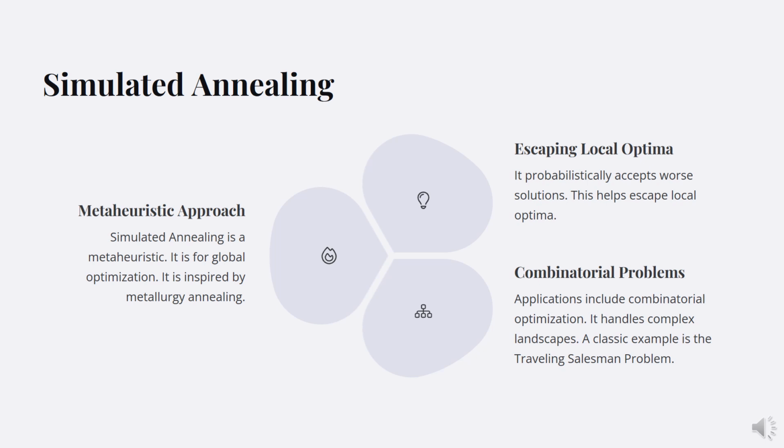Next is escaping local optima. A critical feature is that it probabilistically accepts worse solutions, unlike a greedy algorithm that always moves towards improvement. Simulated annealing can sometimes accept worse moves. And third is combinatorial problems. Applications include combinatorial optimization. It handles complex landscapes. A classic example is the traveling salesman problem.